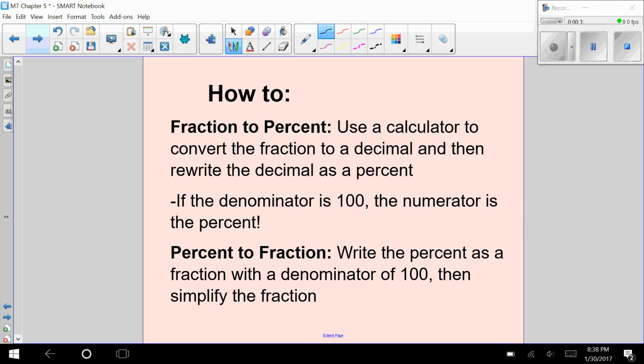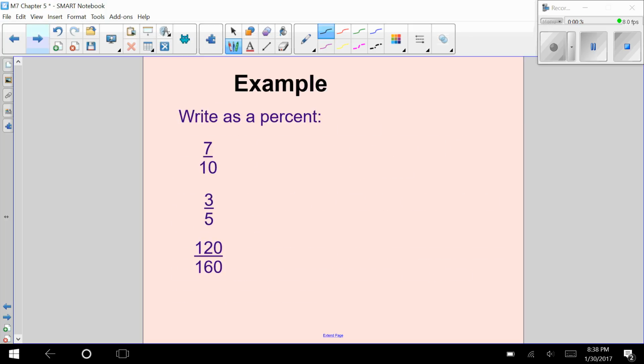To change a fraction to a percent, we use a calculator to convert the fraction to a decimal. Remember, numerator divided by denominator. And then we rewrite the decimal as a percent. One big hint, if the denominator is 100, the numerator is the percent. To change a percent to a fraction, we write the percent as a fraction with a denominator of 100, and then we simplify. So we're going to write these fractions as percents.